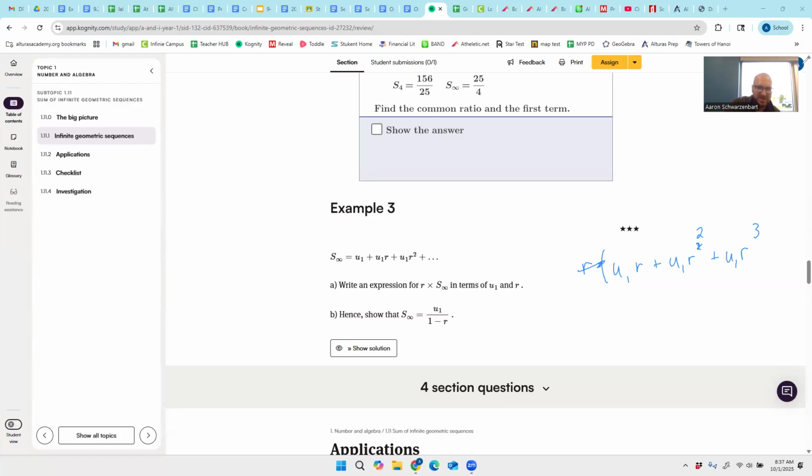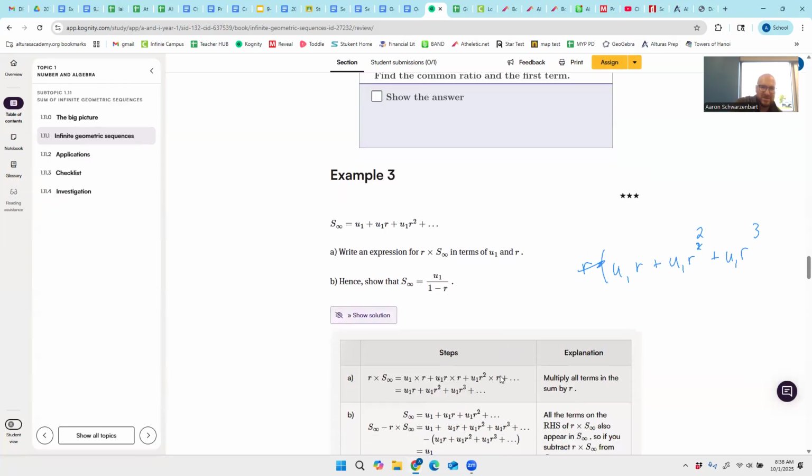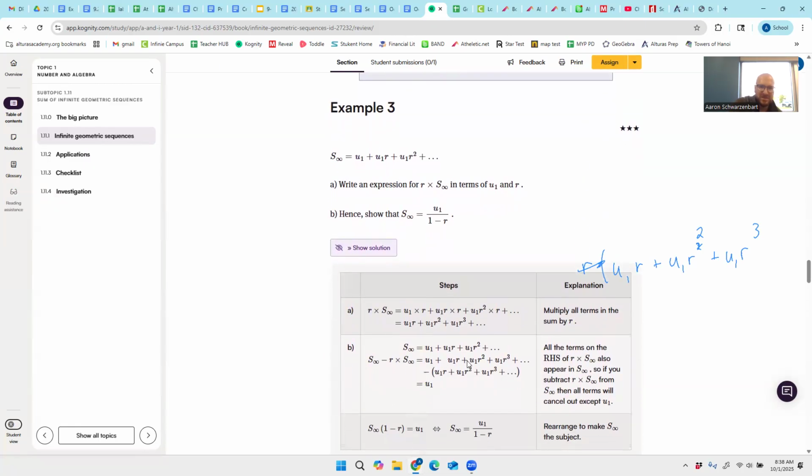I'm not sure quite what they're asking either. So I was just going to move everything one term up. It seems like they didn't accomplish anything. No, well, first, that's right. Why S infinity? Yeah, that's part A. So then all terms of the right-hand side of S infinity minus r.